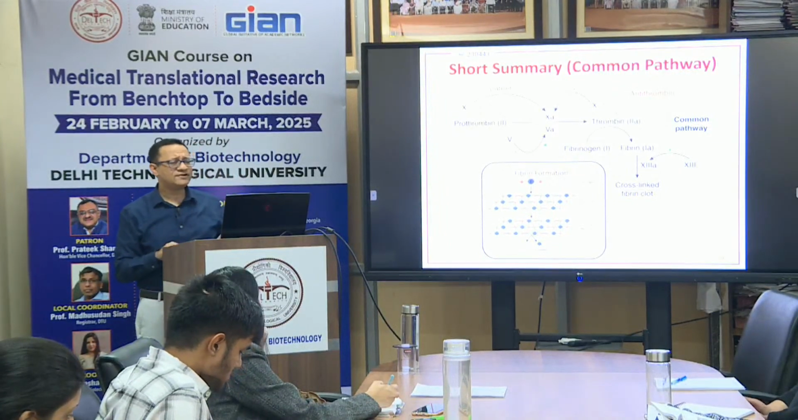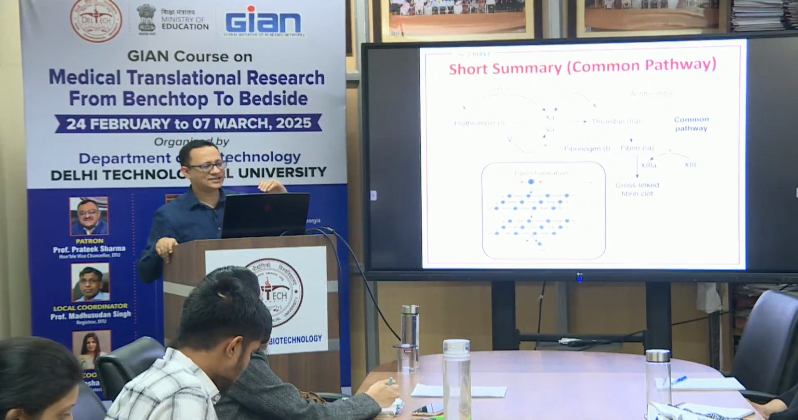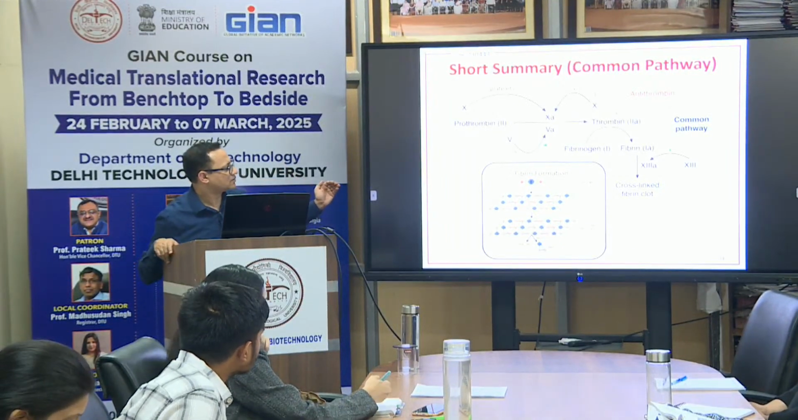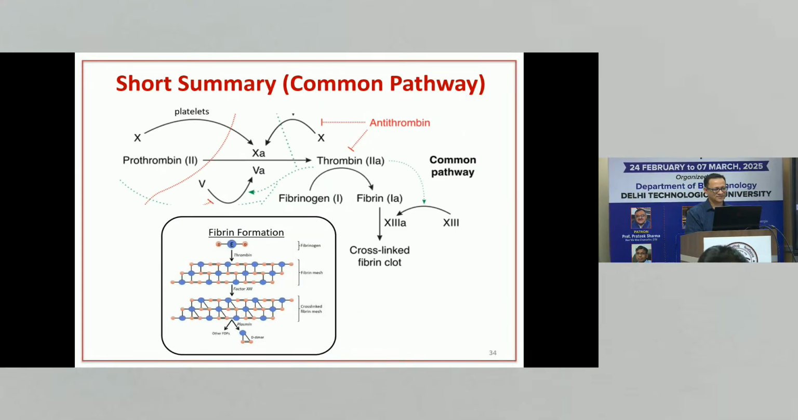So even if you cannot remember that whole pathway, I think this is probably easy to remember: prothrombin, factor 10 gets activated, that leads prothrombin to form more thrombin. Thrombin helps in converting fibrinogen to fibrin. Fibrin forms a clot, cross-linked by activated factor 13.